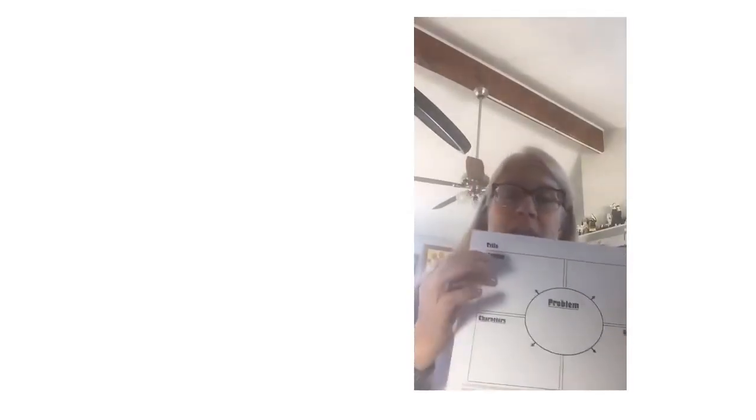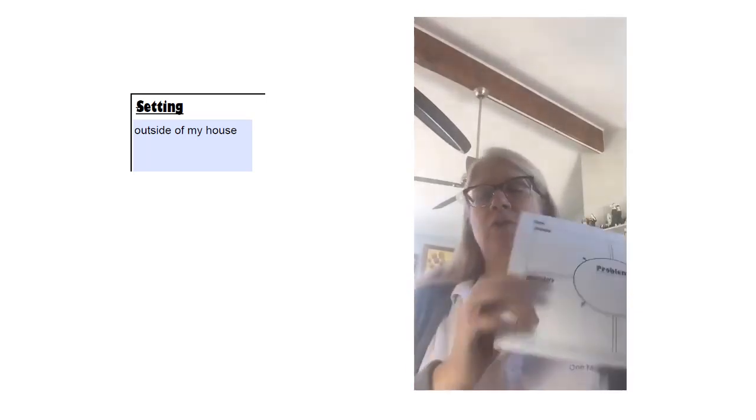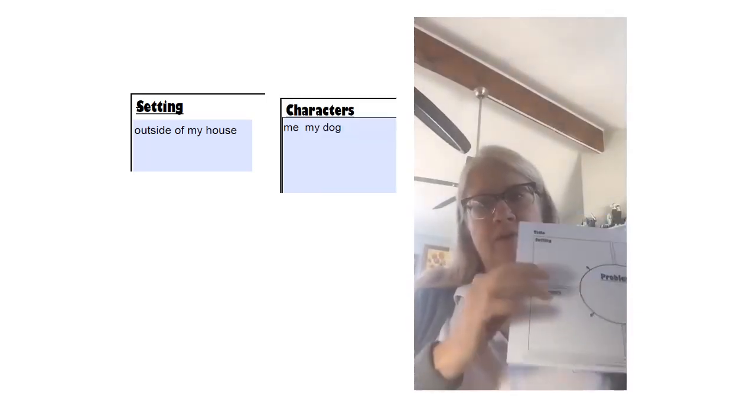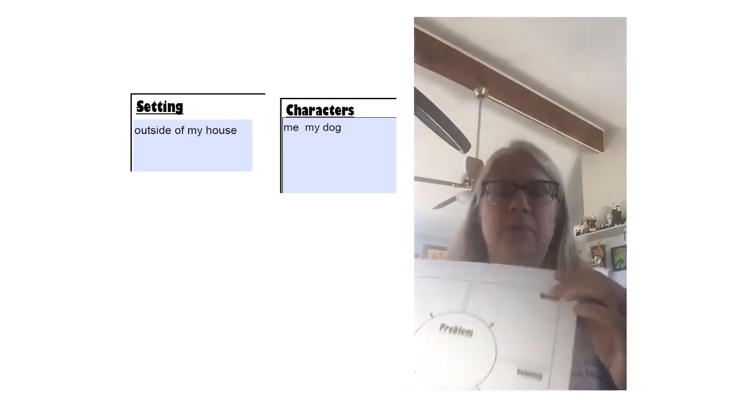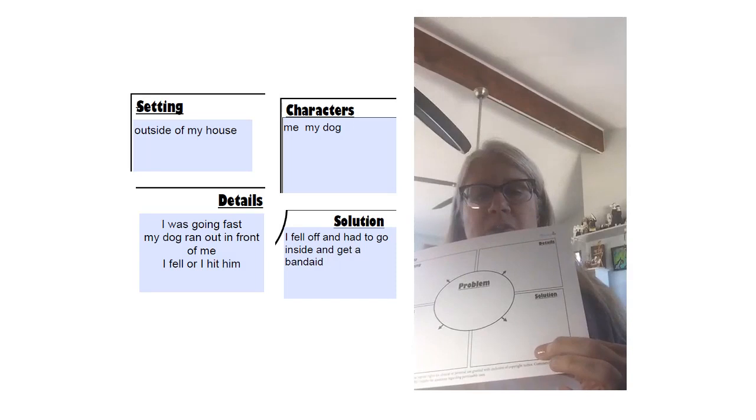So once we determine what the problem is, and we pick one of those, then we're going to need to talk about the setting. Where did it happen? And then we can also put who was involved with that. So we can add all of our characters, and we can put the details of what happened. And then we can have our solution at the bottom.